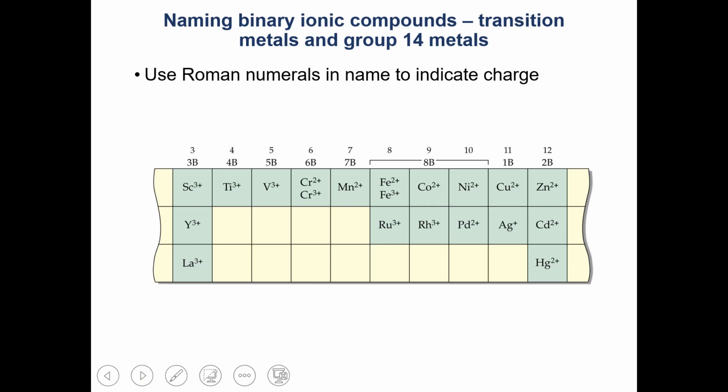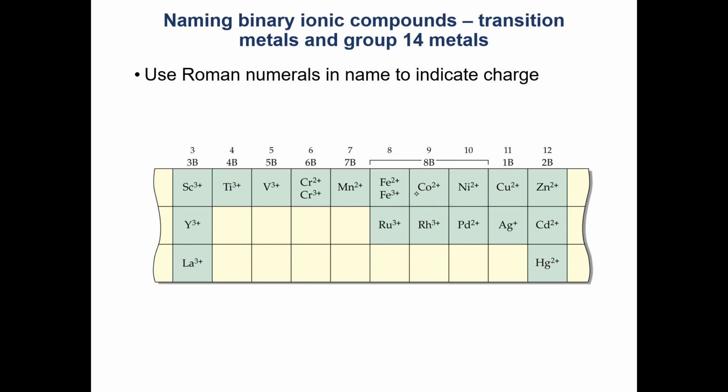Okay, the last thing we have to talk about with ionic compounds is transition metals. So transition metals are a separate category because transition metals can have more than 1 charge. So the way that we indicate that when we write its name is we use a Roman numeral to indicate the charge. Because if we don't do that, all of these transition metals can take on multiple charges. So without something there to indicate the charge, we have no way of knowing what the charge is on that particular transition metal.